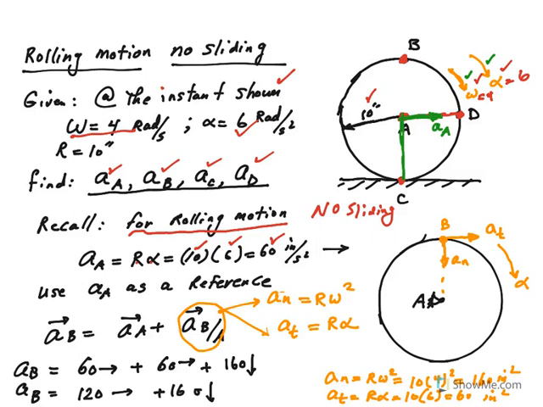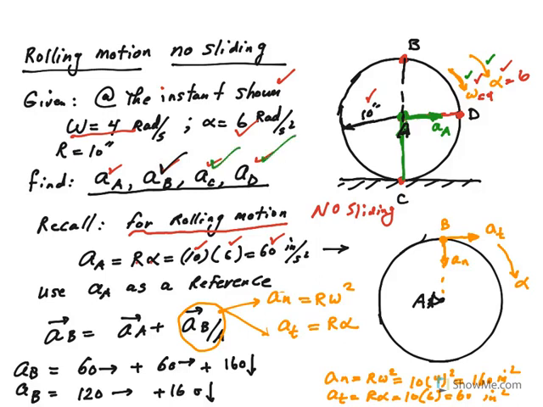Remember again, I keep emphasizing that this is only for the center of the wheel, guys. No other point. So you can't say, oh, acceleration of B is going to be this R alpha. That's not going to work. You'll see in a minute. All right, now how do we go about finding acceleration of B, acceleration of C, and acceleration of D?